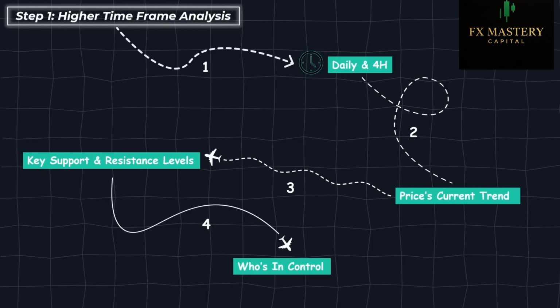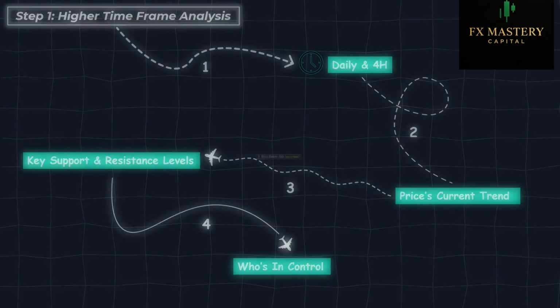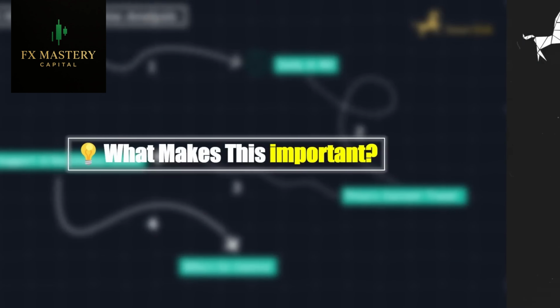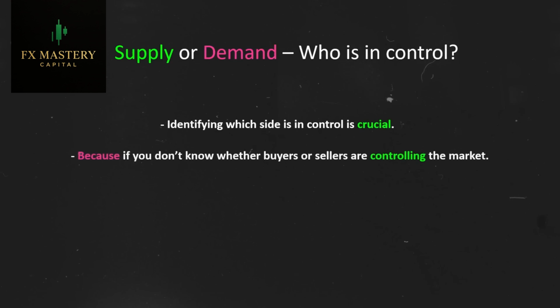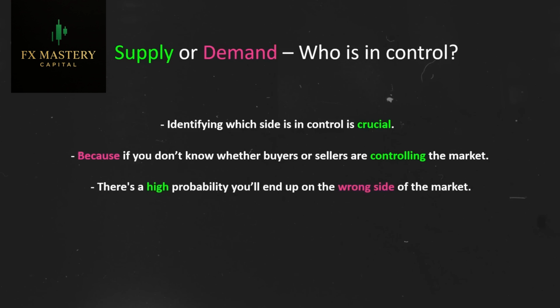The next key factor to do for analyzing the higher time frame, especially if you choose the 4-hour time frame as your main higher time frame, is to identify who's in control, buyers or sellers. What makes this important? Identifying which side is in control is crucial because if you don't know whether buyers or sellers are controlling the market, there's a high probability you'll end up on the wrong side of the market.